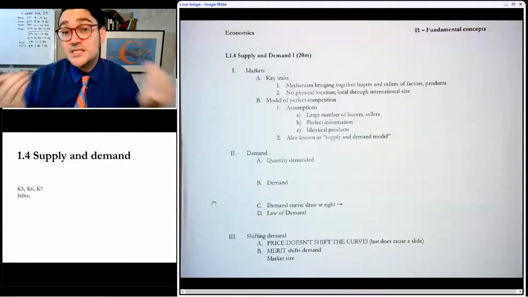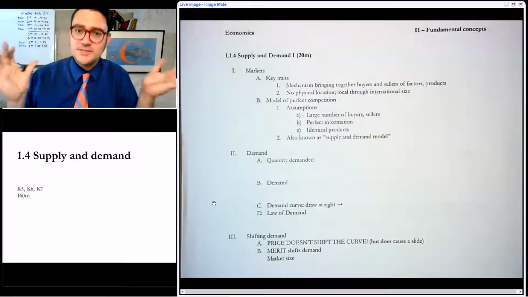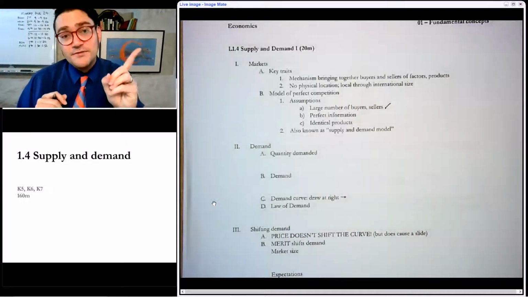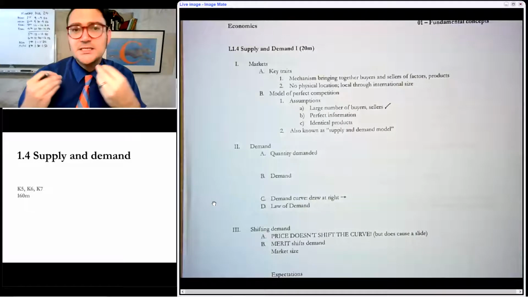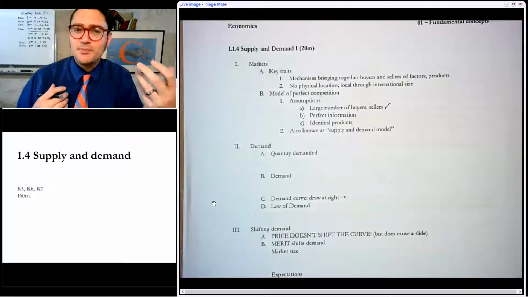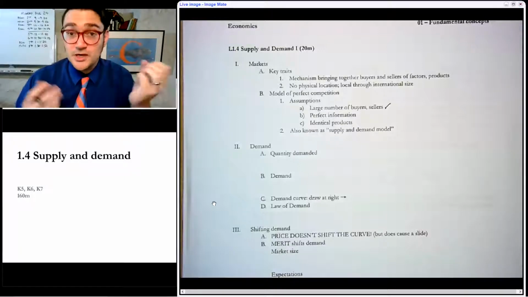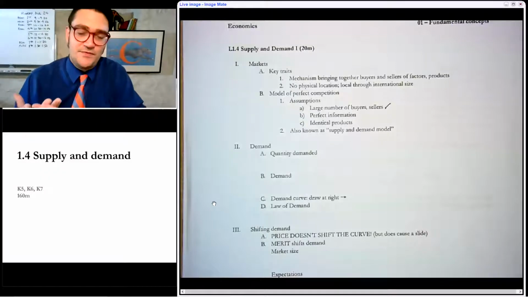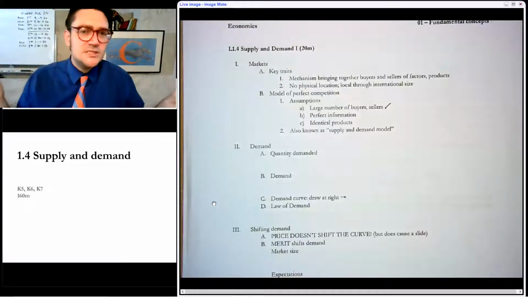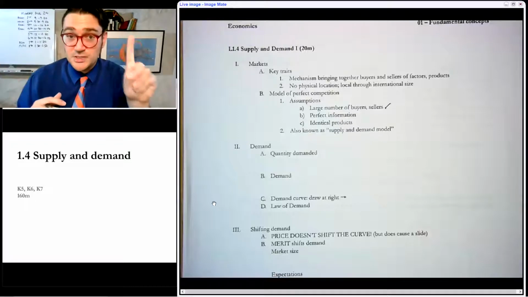Some of the assumptions in models of perfect competition are, first, that there are a huge number of buyers and sellers. There are so many that no one of them can influence the price. Markets where that isn't true would not be considered perfectly competitive. If you have just one seller of a product, that would be a monopoly, and that's not perfect competition. But if you have thousands and thousands of sellers and thousands of buyers, and they're all a small part of it, then that counts as perfect competition assumption number one.